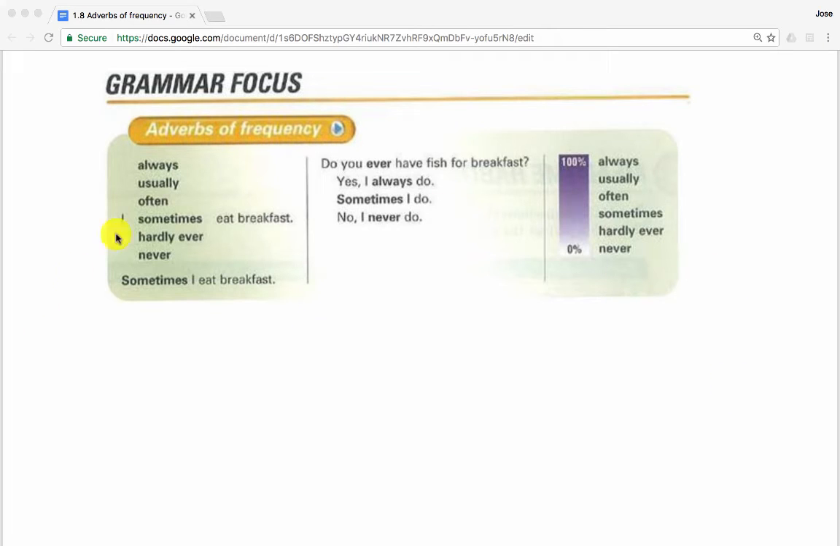Let me start by explaining what adverbs of frequency are and how we can categorize them. Adverbs of frequency are words that come before the verbs and they express frequency. For example, if you would like to express that you take a shower every day, 100% of the time, that will be always. You can use adverbs of frequency for that.